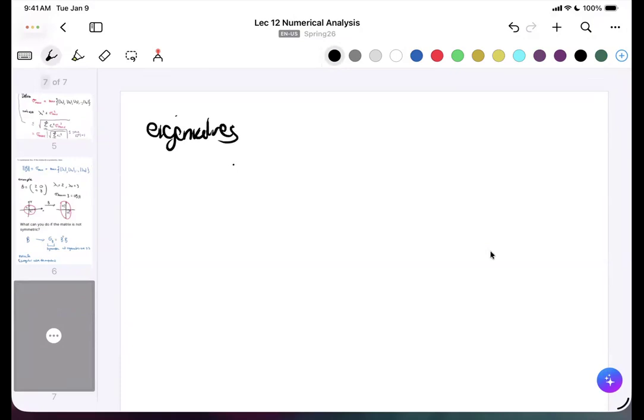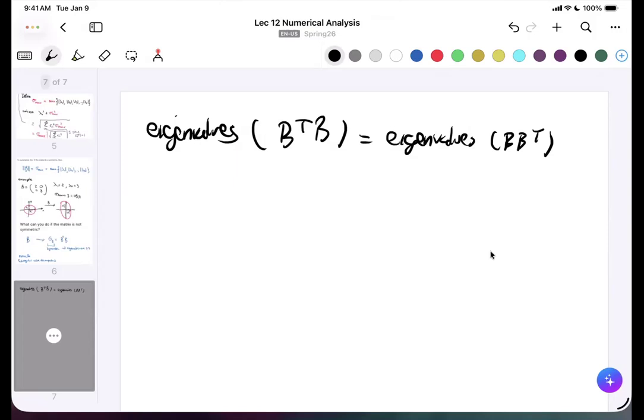So one of the things that singular value decomposition says is that the eigenvalues of the matrix B transpose B are the same eigenvalues as B transpose. These two matrices have the same eigenvalues. But just know that this is a crazy thing because, for example, imagine that the matrix had been 10,000 times 2. Let's say you have a 10,000 times 2 matrix, right?